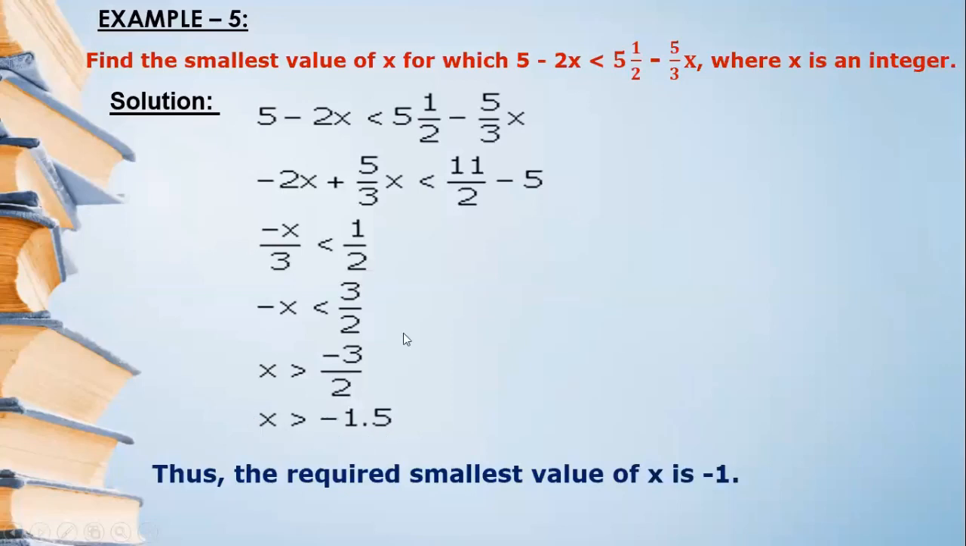Here the question is, we need to give the smallest value of x, where x is an integer. x is greater than -1.5. So -1.5 is not an integer. After -1.5, the integer greater than -1.5 will be -1. So the required smallest value of x is -1.